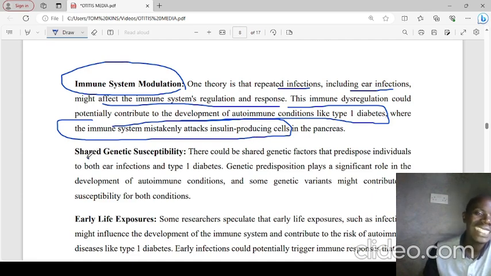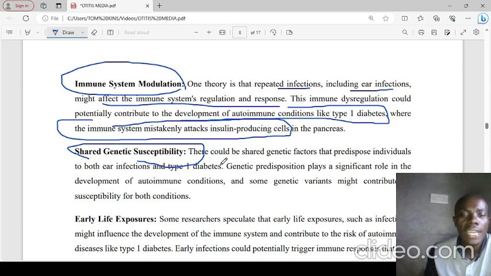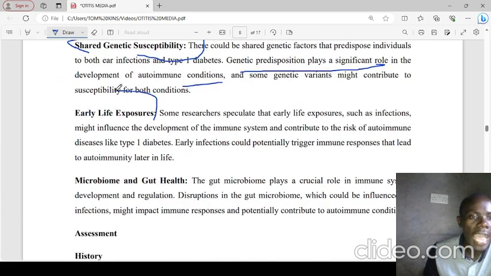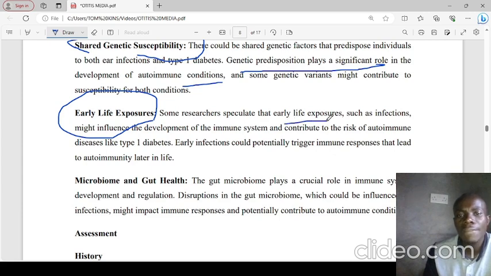Also, we could be having shared genetic susceptibility, okay? So there could be shared genetic factors that predispose individuals to both ear infections and type 1 diabetes. Genetic predisposition plays a significant role in the development of autoimmune diseases, and some genetic variants might contribute to susceptibility for both conditions. We also have early life exposures. Some researchers speculate that early life exposure, such as infections, might influence the development of the immune system and contribute to the risk of autoimmune diseases like type 1 diabetes.